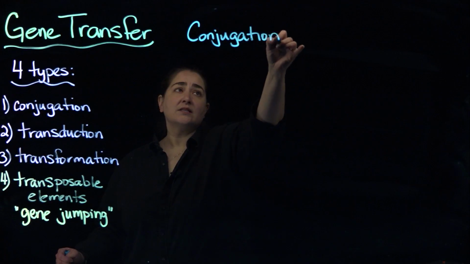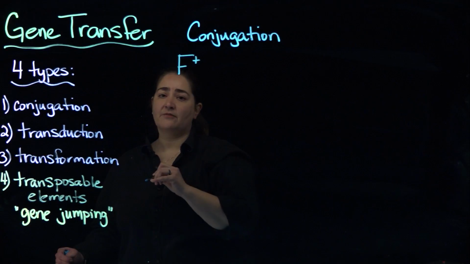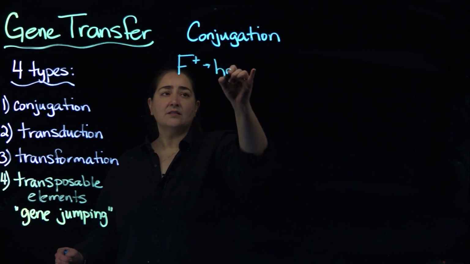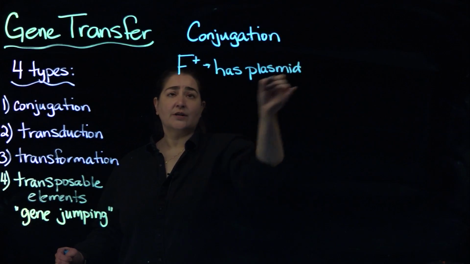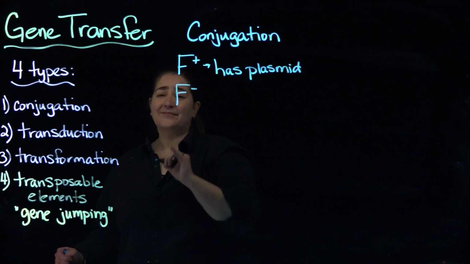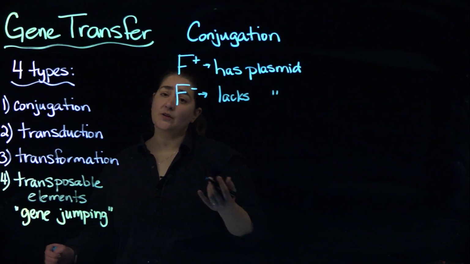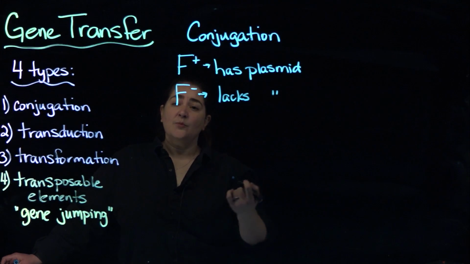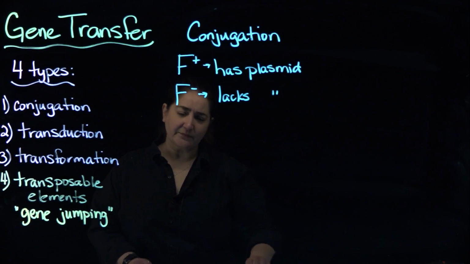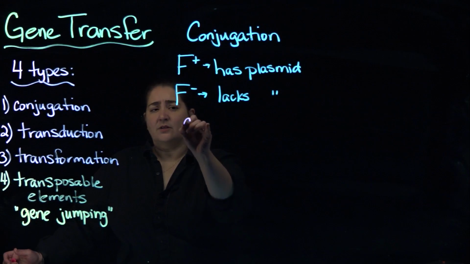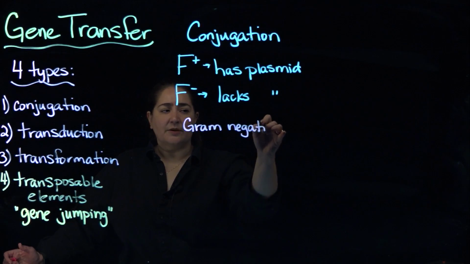And with the process of bacterial conjugation, there is going to be an F-positive cell. This is going to be the cell that has the plasmid to be transferred. We've got an F-negative cell. That's going to be the one that lacks the plasmid. All right? Primarily, conjugation happens in gram-negative bacteria, but it can happen in others. But usually, it's associated with gram-negative bacteria.